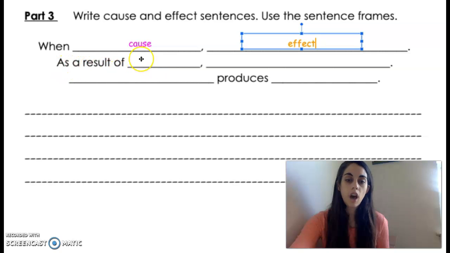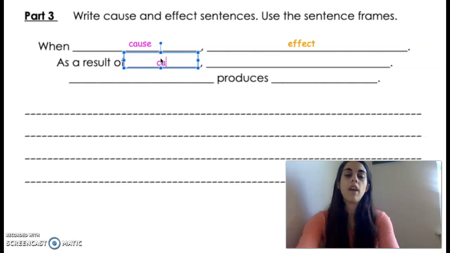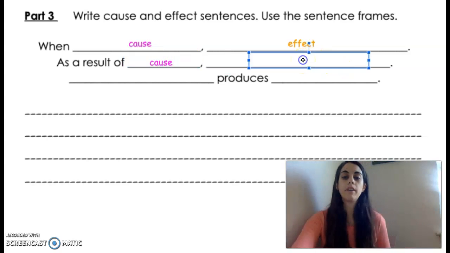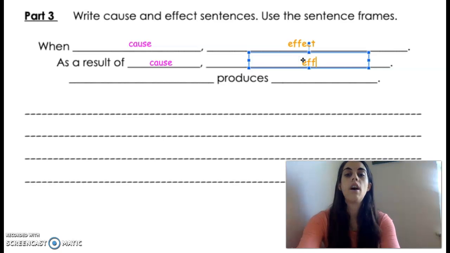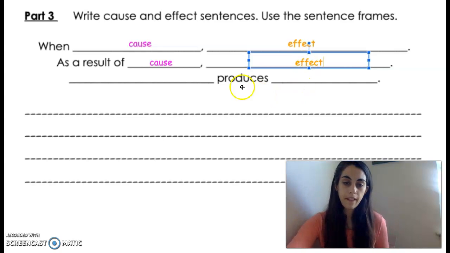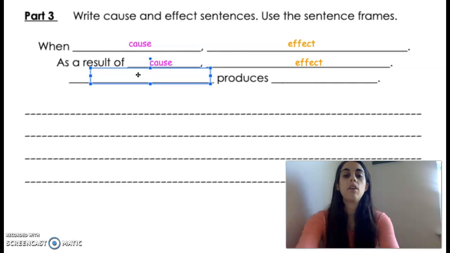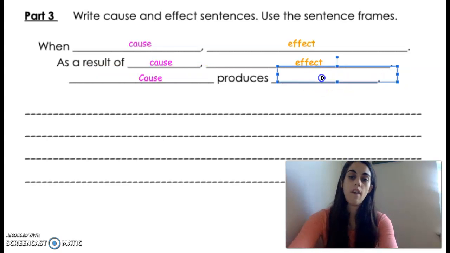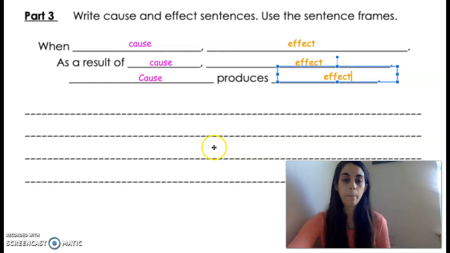How about this one? As a result of, what do I put here? You're right, the cause. What do I put after the comma? The effect. How about this one? Where do I put the cause and where do I put the effect? The cause goes here and the effect goes here.